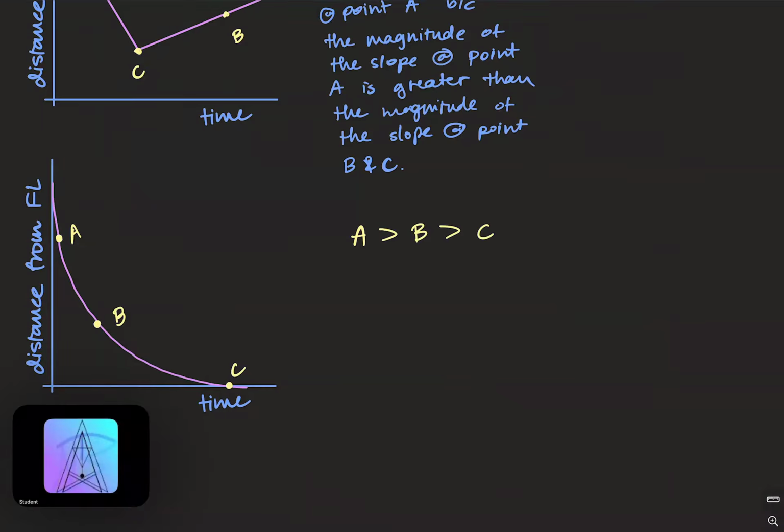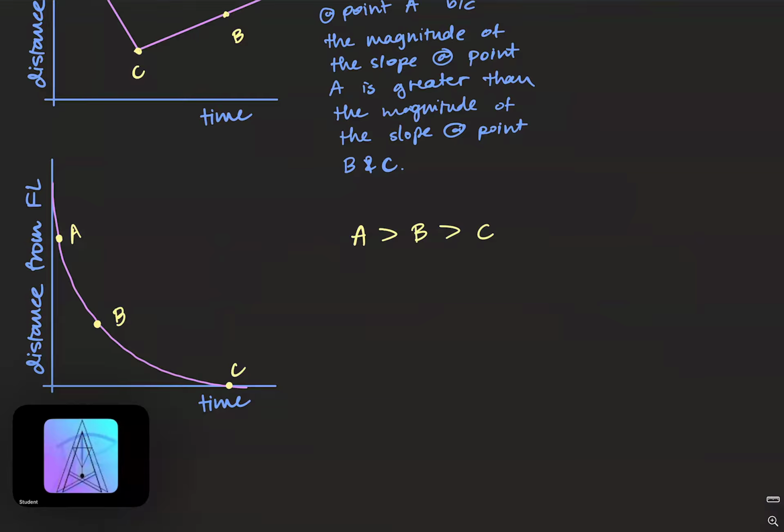Again, just quickly, why do you think so? Again, looking at the steepness of the slope, I think at point A the slope is steeper than at point B, and the slope is again steeper at point B than at point C. So we can say that the magnitude of slope at point A is greater than the magnitude of slope at point B and C. Yes, that's correct.